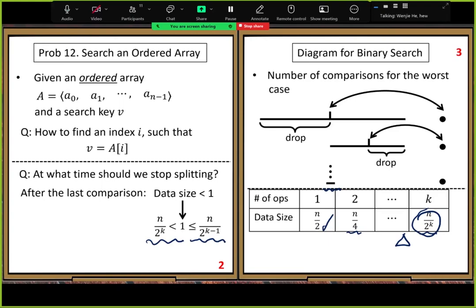All right, so let us do some form change on this inequality by removing the common denominator. So we have this inequality. Our goal is to find the range for little k. K corresponds to the number of comparisons for the worst case, the last split. That's the worst case, the number of comparisons for the worst case.